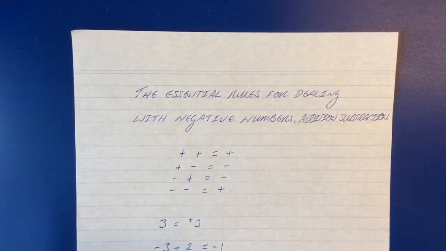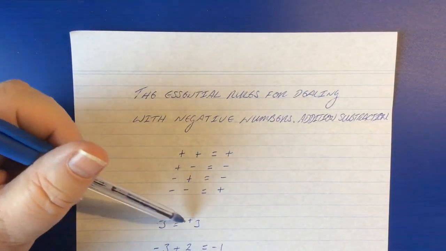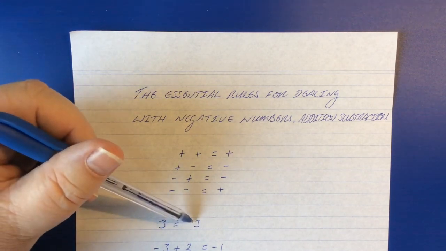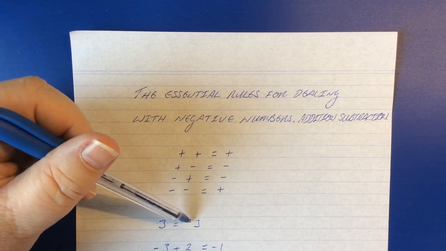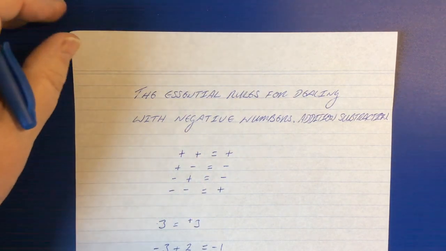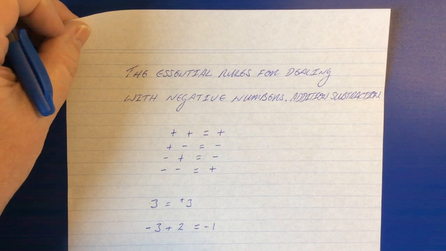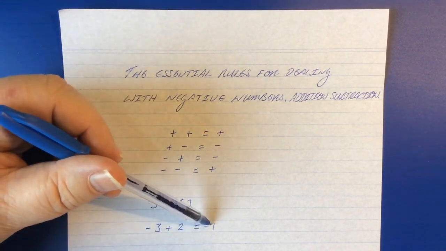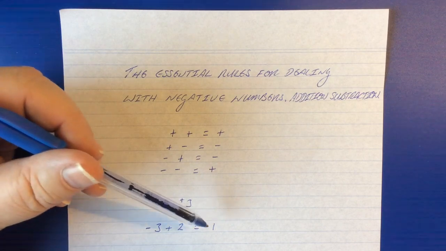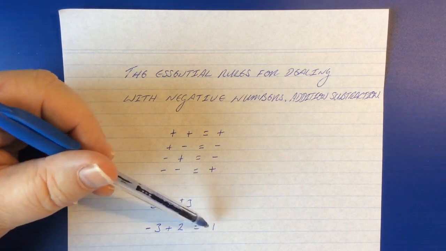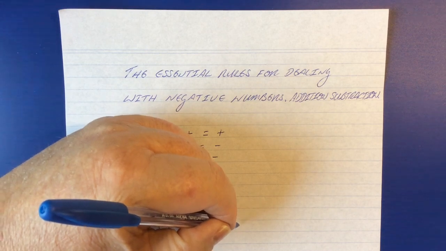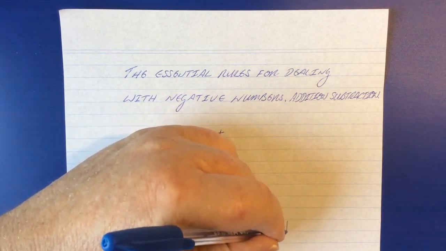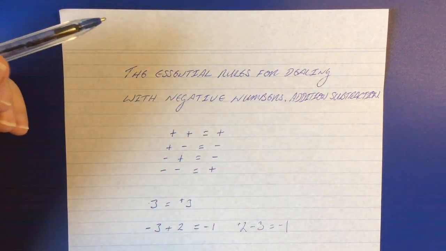Okay, so let's start with this. 3 is equal to positive 3. So if we just see the number 3, we should automatically assume that it's positive. Okay, right. So take this example here. Negative 3 plus 2. That equals negative 1. Why? Well, it could be rewritten like this, and it might make more sense. It might not.